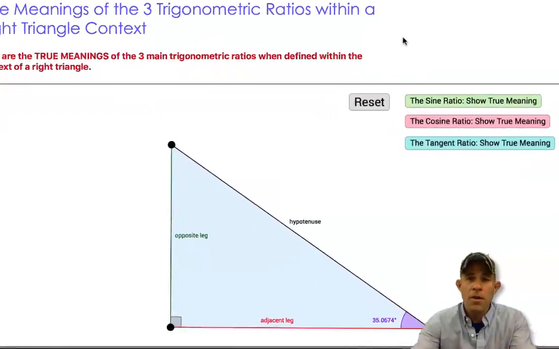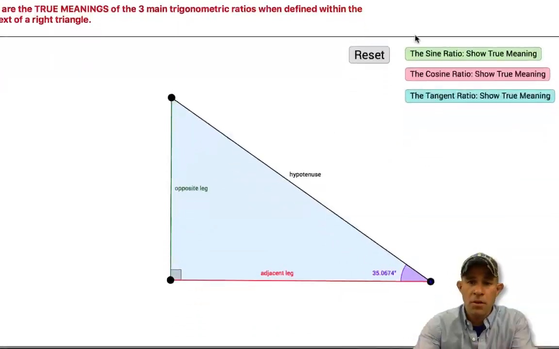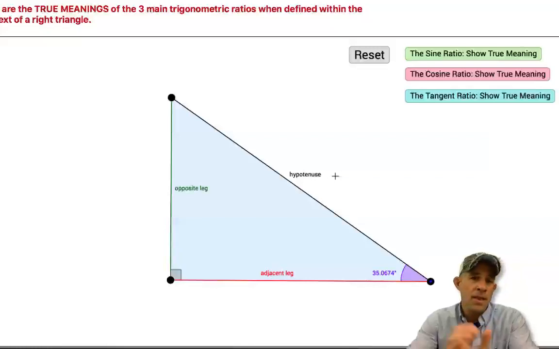triangle. So in our little exploration down below here, we have a right triangle with an angle of 35 degrees. Across from that, we have the opposite leg of that right triangle. Next to that, we have the adjacent leg, and then obviously the hypotenuse, which is always across from the 90. Now we have three trigonometric ratios, sine, cosine, and tangent, and they compare different sides of a right triangle.